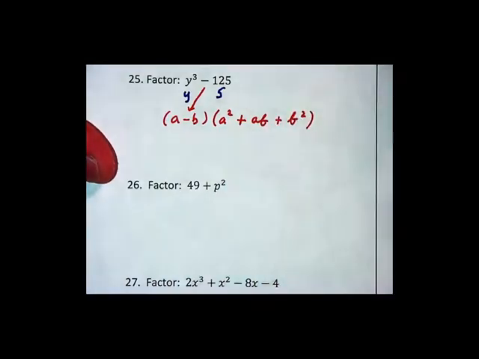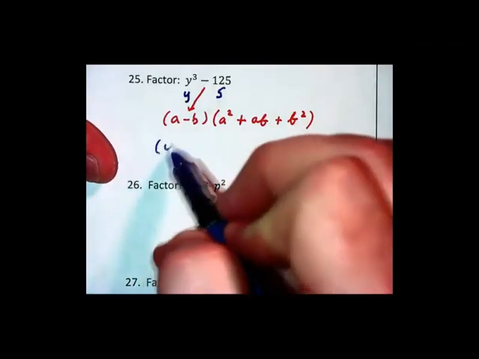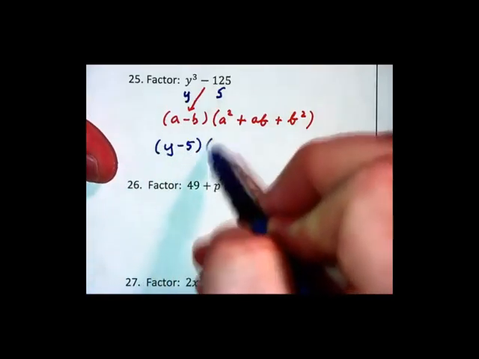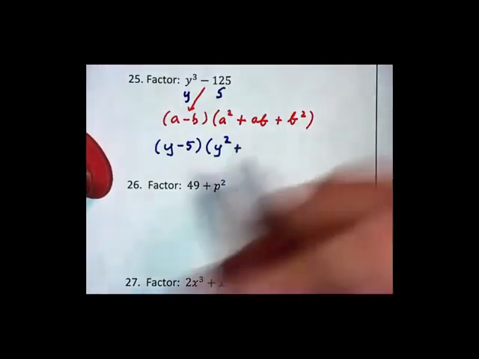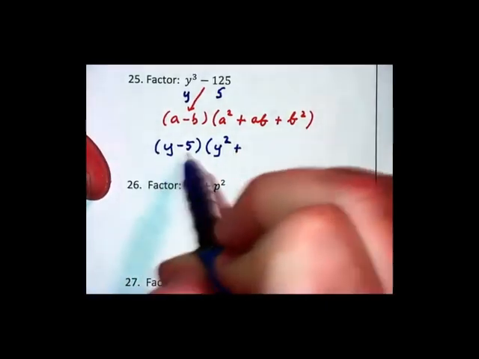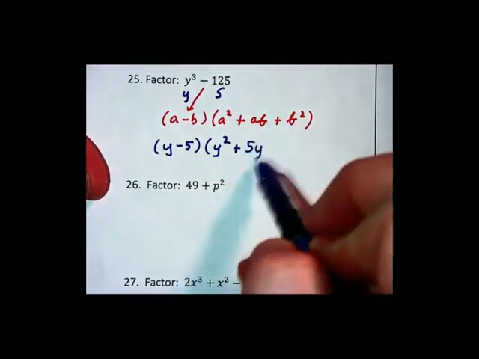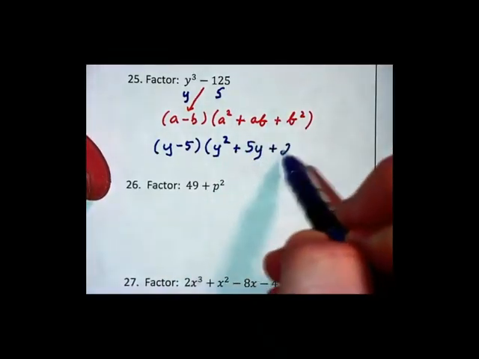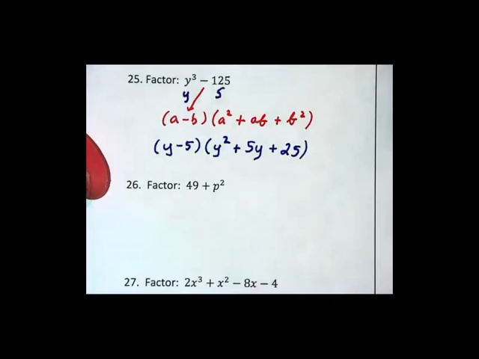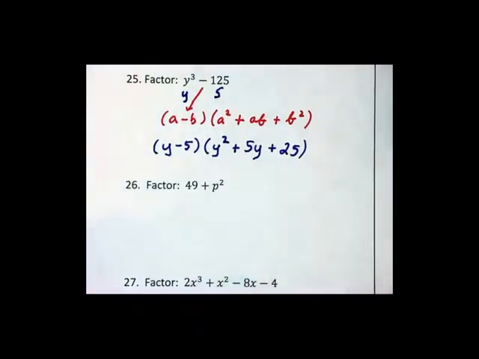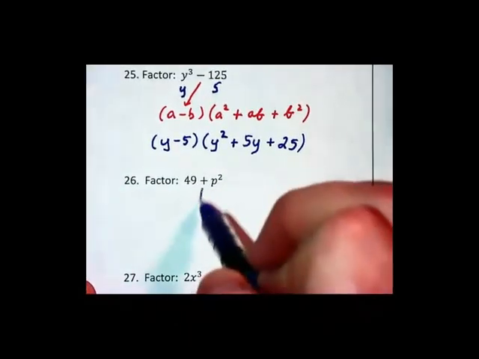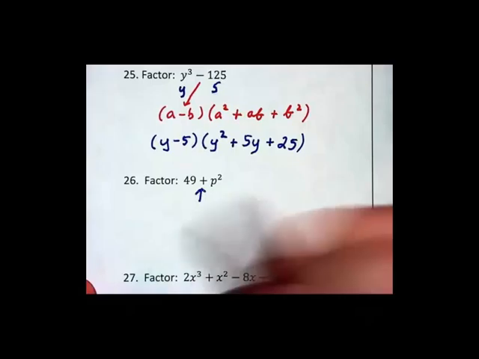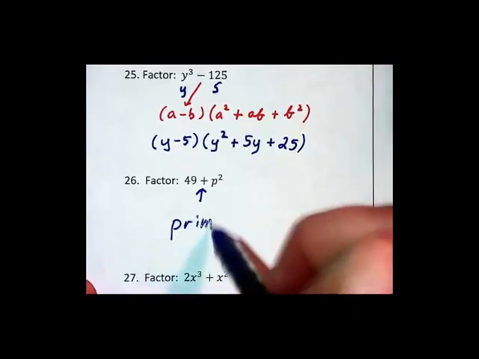So the a minus b is going to become y minus 5. The a squared turns into a y squared, plus ab means plus 5 times y, 5y, plus b squared makes 25. 5 squared is 25. And remember that the second parentheses of the cube formula never factors any further. Number 26 is the sum of two squares, which does not factor, so that problem will be prime.